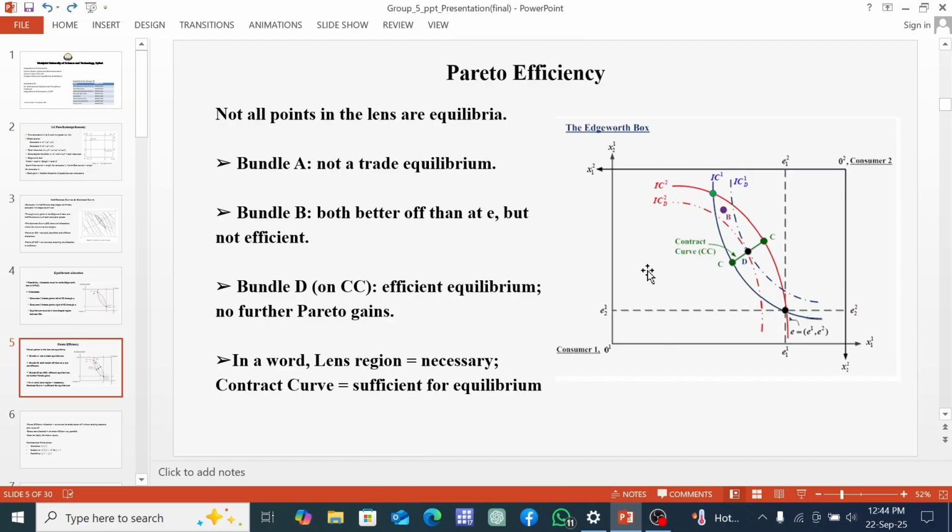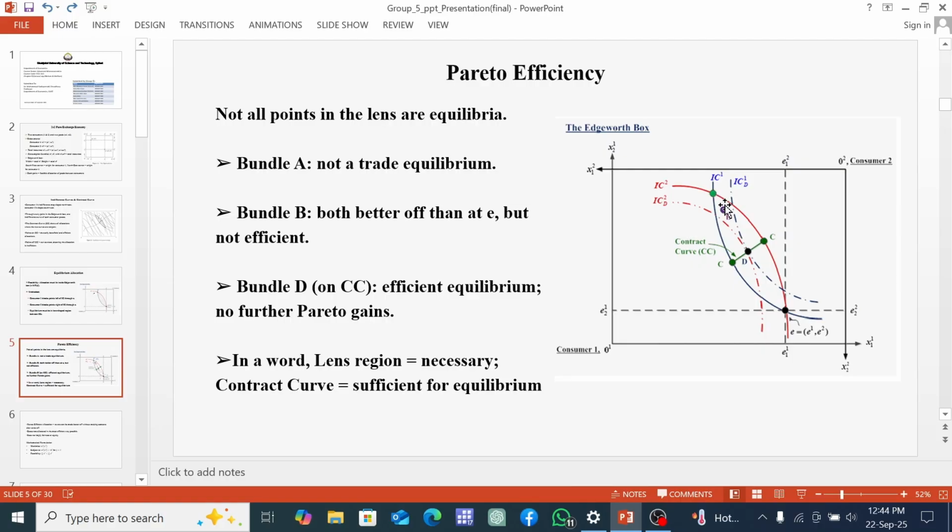So here is another point: not all points in the lens are equilibria. We have so many points, but not every point is an equilibrium. Bundle 1, not a trade equilibrium. So this is bundle 1. It is not a trade equilibrium. Why is it so? It is because we have better options like B and D.